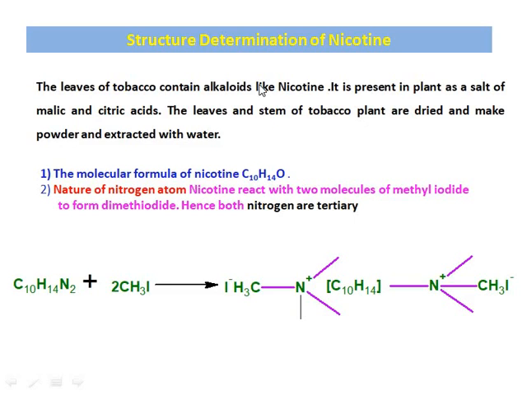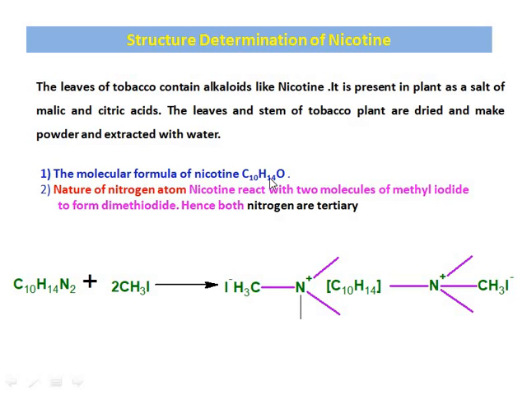Now, next point, we are going to discuss the structure determination of nicotine. In the last lecture we saw the structure of citral. Similarly, now we will see the structure determination of nicotine. The leaves of tobacco contain alkaloids like nicotine, which is present in the plant as the salt of malic and citric acids. The leaves and stem of the tobacco plant are dried, made into powdery form, and extracted with water.